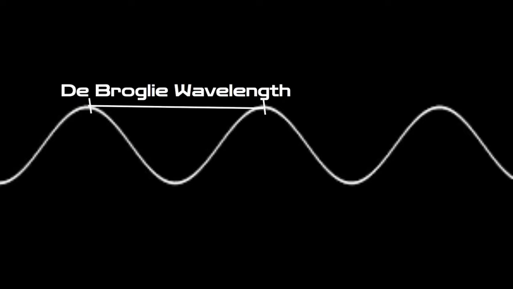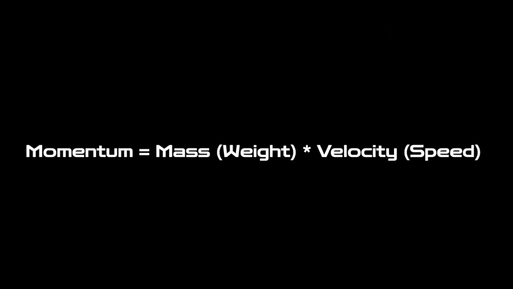Every single moving thing moves as a wave with a certain wavelength called the de Broglie wavelength, which decreases as momentum increases. Momentum is equal to the mass times the velocity of an object, so the faster or heavier an object is, the higher its momentum. This means that as an object's mass increases, its wavelength decreases, which is why this effect isn't very noticeable at the scale which we normally see things at.